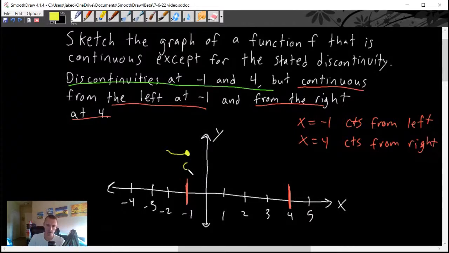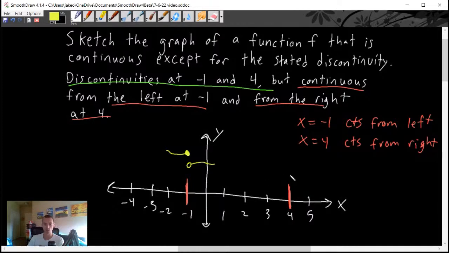So let's just go ahead, and I'm going to go with the open circle approach. So we'll just put an open circle, and then our function is going to go off to the right from there. Okay, so this scenario right here, what we've just drawn at x equals -1, takes care of everything we needed at x equals -1.